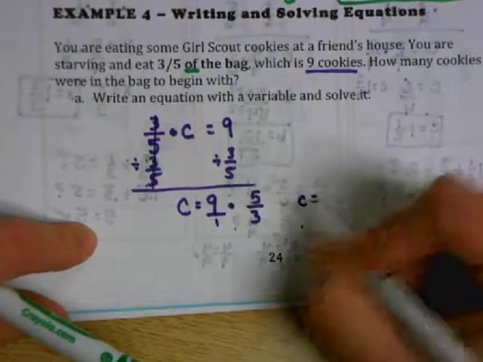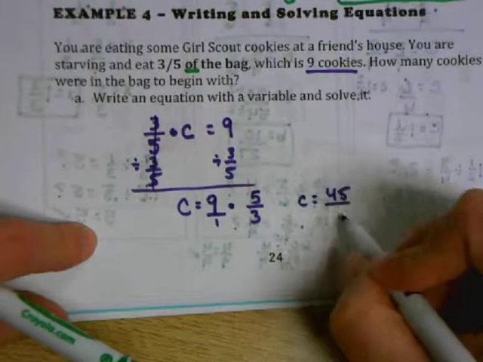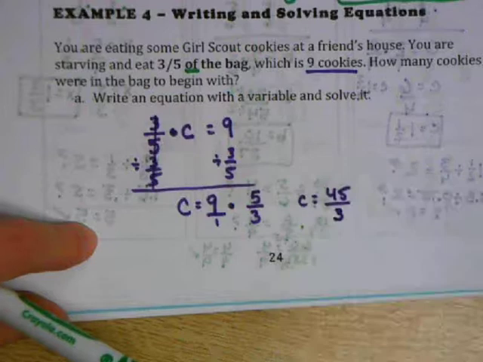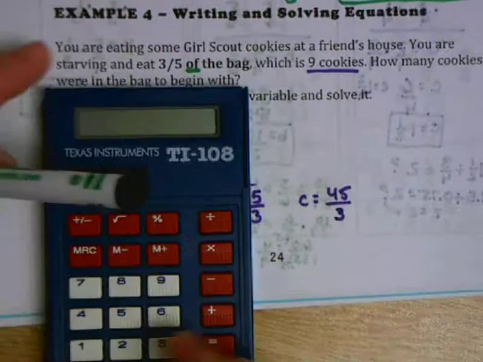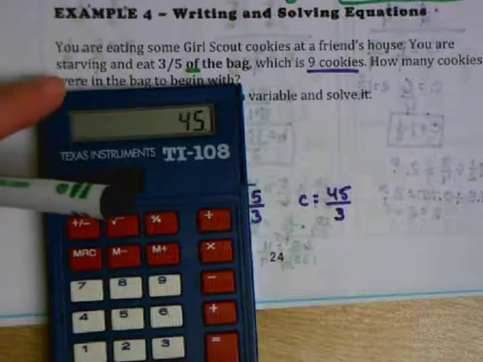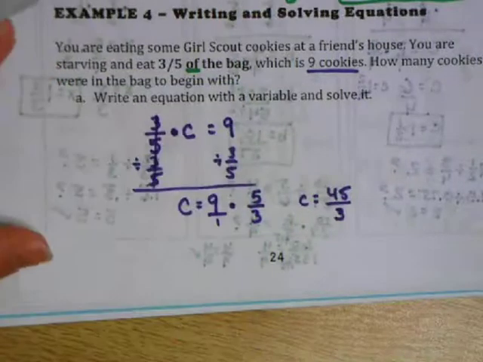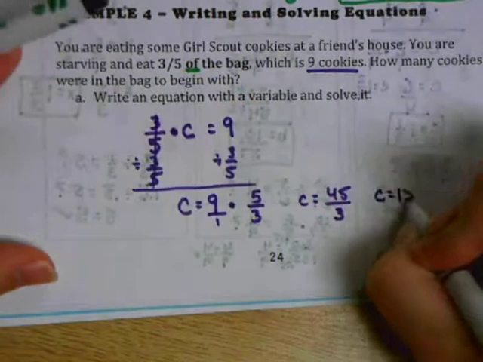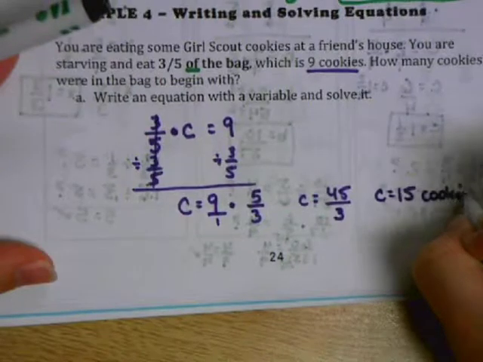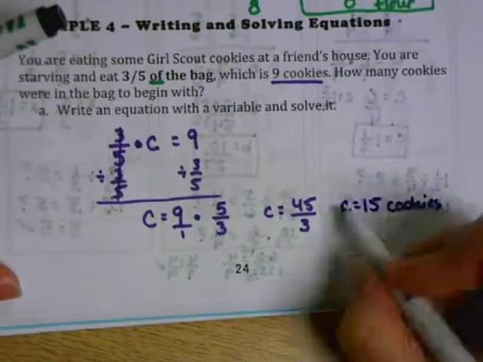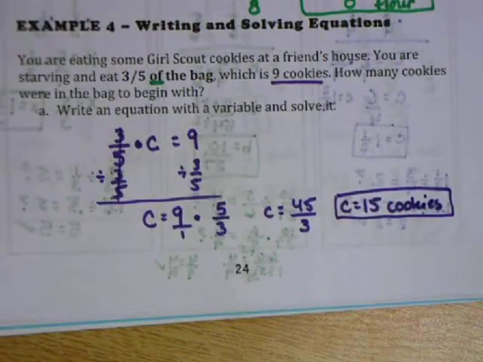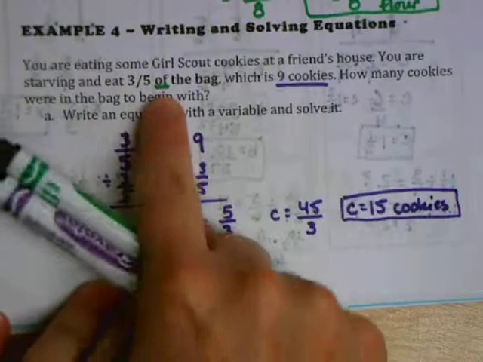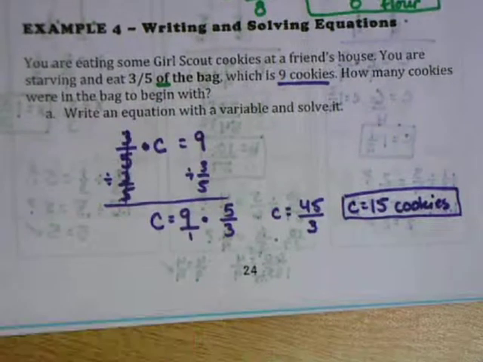I'll put it over here. 9 times 5 is 45. 1 times 3 is 3. Can I simplify 45 over 3? Can't I do 45 divided by 3? 45 divided by 3 is 15. So C equals 15 cookies. There were originally 15 cookies in that bag. Would we be able to go plug that in and check it? Yes. All right, so there's a little bit of practice writing your own equations. What was our big key word for this? Of means multiply. You got it.